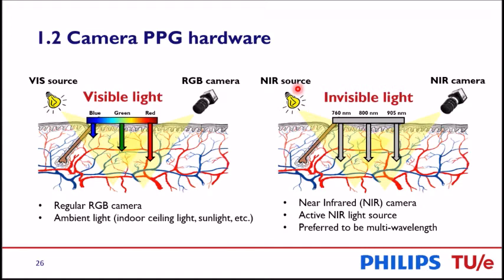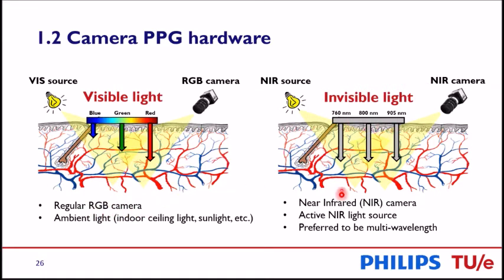Now we come to the camera PPG hardware part. So we have two solutions. The first is the visible light solution. The second is the invisible light solution in the near infrared. For the visible light solution, we use the regular RGB camera and ambient light as the light source.